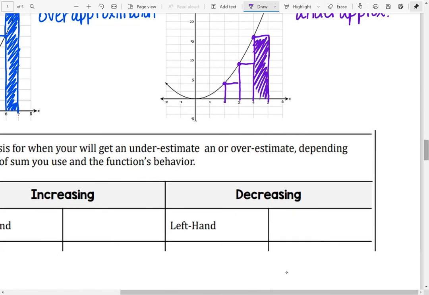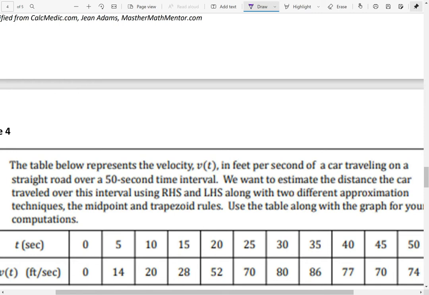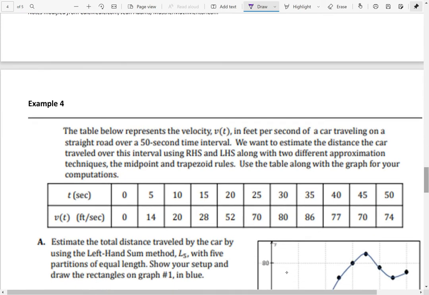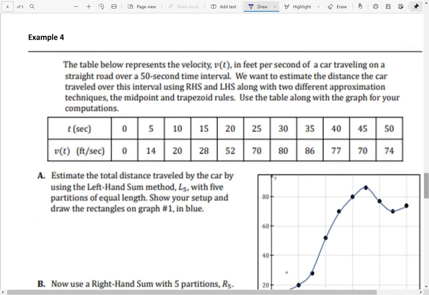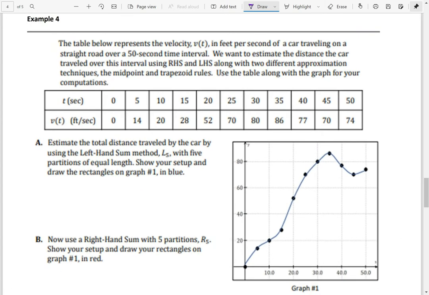Okay, so now let's look at a word problem. Let's do the whole thing. The table below represents the velocity in feet per second of a car traveling on a straight road over a 50-second time interval. I look at the graph and the horizontal axis, I see 50 seconds, and the vertical axis represents the velocity, so this unit is going to be feet per second. I always like to take some time and make sure I really understand what's happening. If I look at the data point at 20 seconds, the car is going 52 feet per second.